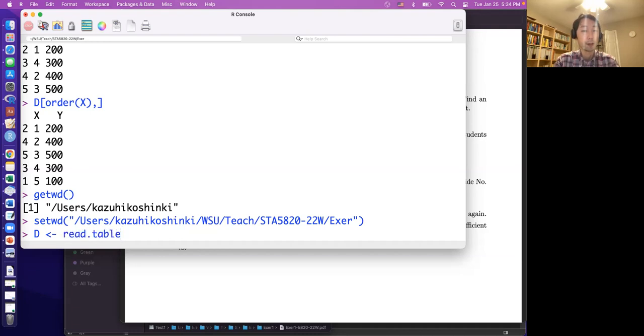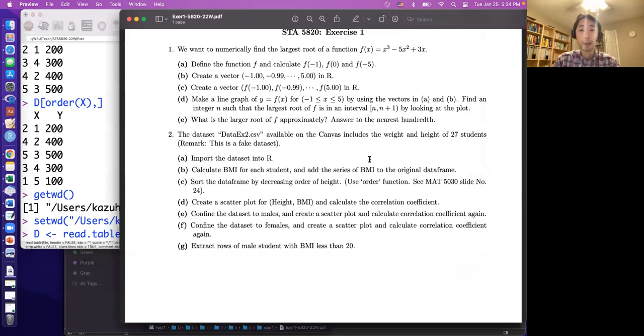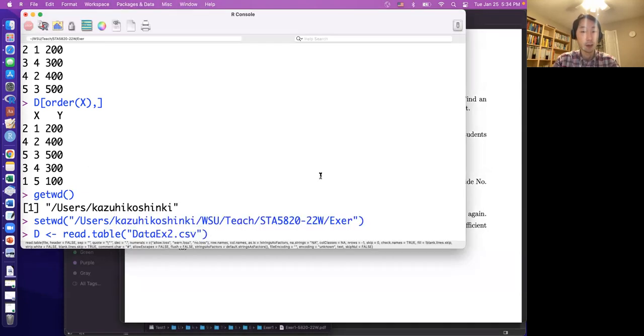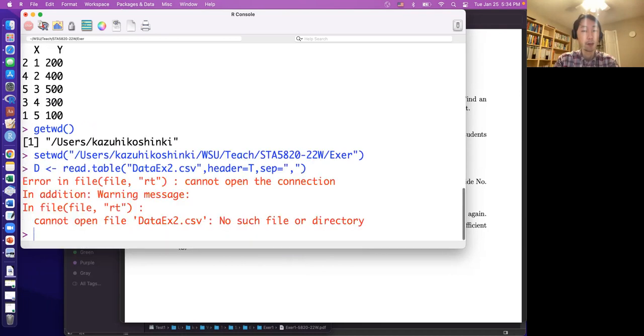we can use the read.table function. And now the exercise 2 data, data ex2 CSV. If the first line of your Excel file or CSV file is the names of the variables, then we have to specify header equal to TRUE. Also, if you open the file as text, you can see separation symbols, by tab or comma or something. Then we have to specify the separation symbol.